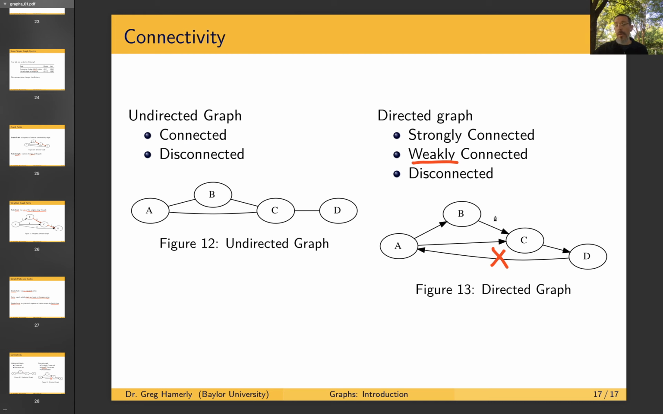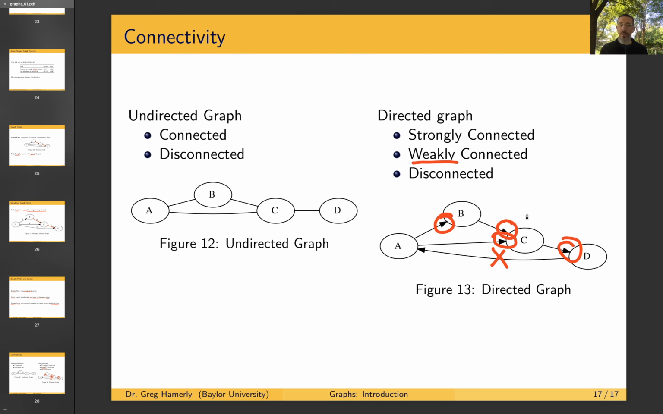No. But if I were to remove the directionality of all of these remaining edges, in other words, if I just made these undirected edges, so A and B can go back and forth along this edge, and B and C can go back and forth along this edge. Since that resulting undirected graph is connected, this is what we call a weakly connected graph. It's not strongly connected, but if we were to take the directionality away from all the edges, it would be connected. Therefore, it is weakly connected.